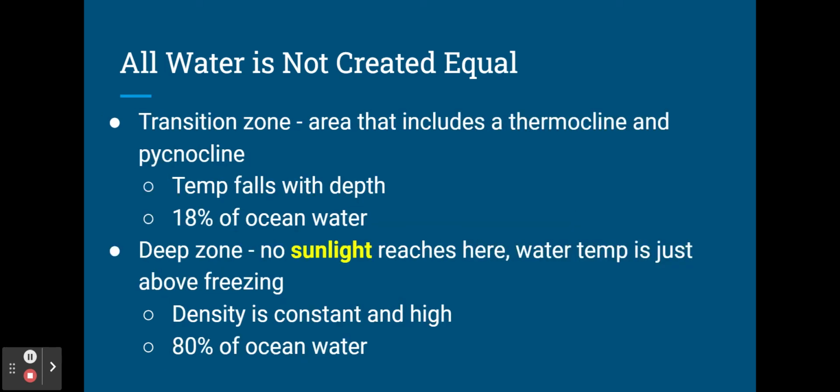The transition zone is an area that has the thermocline and the pycnocline, from 300 to about 1,000 meters below sea level. Temperature tends to fall with depth, so the farther down you go, the colder it gets, and this is about 18% of ocean water. The deep zone is from 1,000 meters below sea level to the bottom of the ocean. No sunlight reaches here, so the water temperature is just above freezing, and you have constant and high density. It's really heavy water, and about 80% of ocean water is located there.